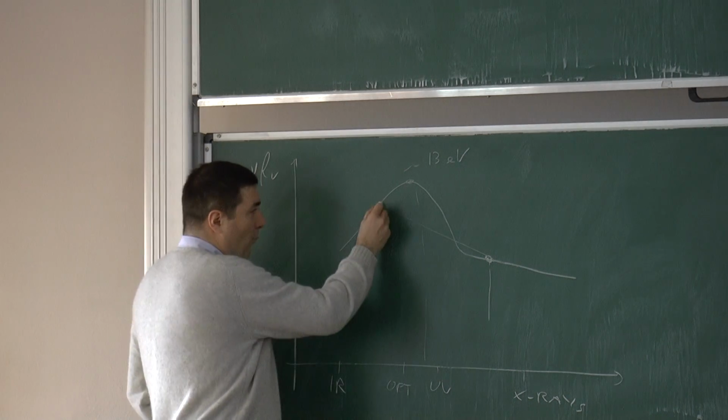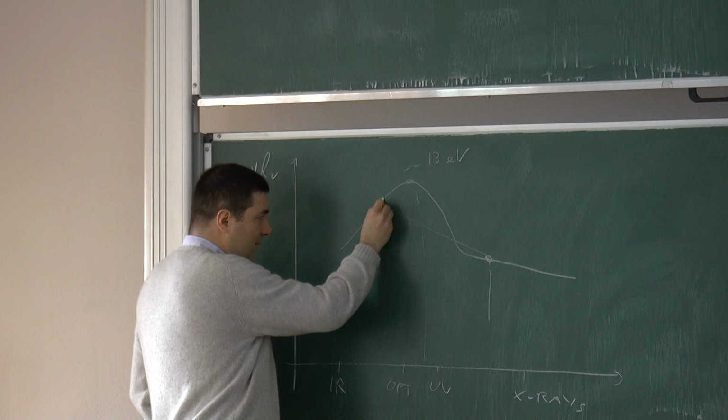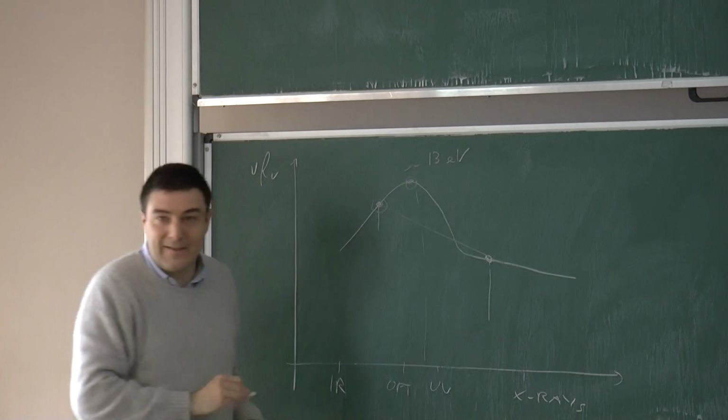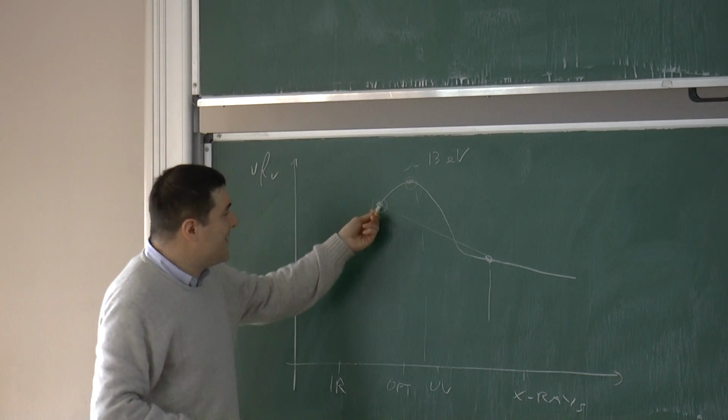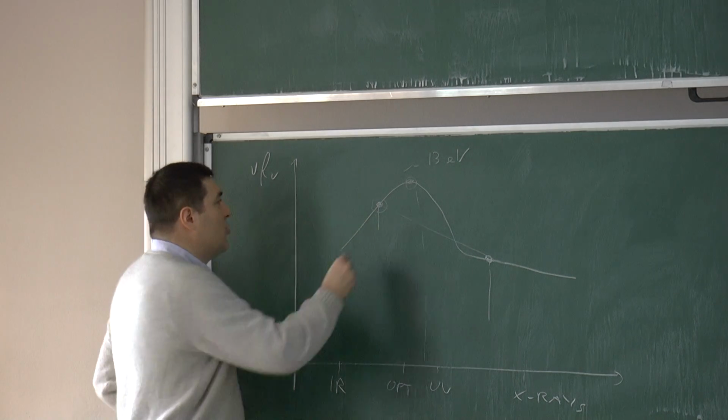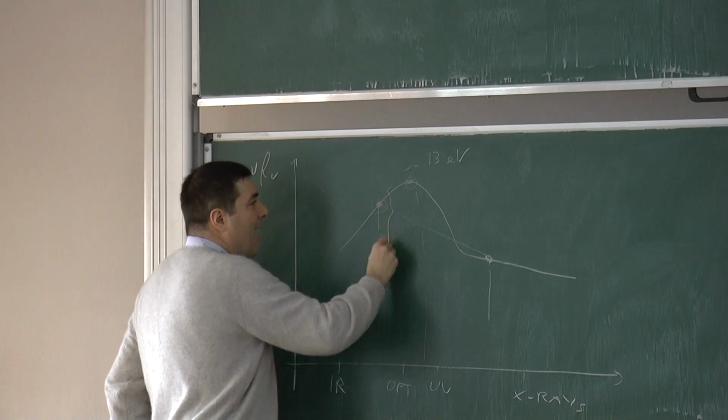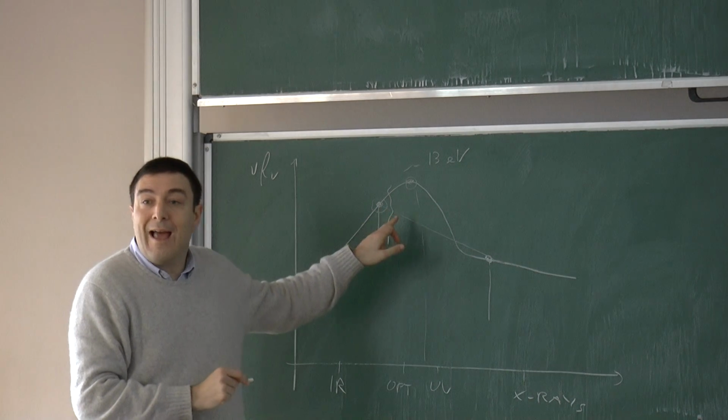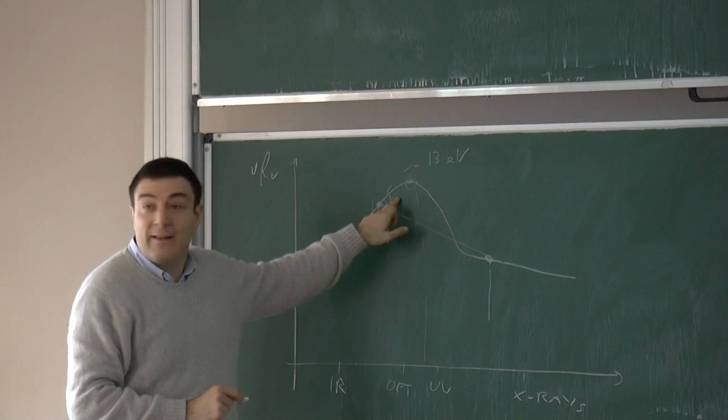And the reason why we use this point and not this one, for example, is that, well, it's easier to observe, but also starting from around here, we have problems with absorption by the intergalactic medium.